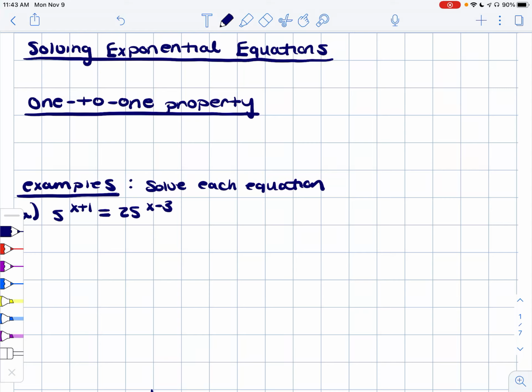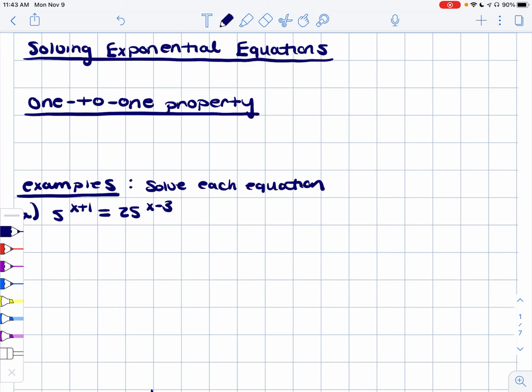Now that we know a little bit more about exponent properties and log properties, we're going to use these in order to solve some exponential and log equations. So we're going to start with the exponential equations. And there's two different ways that we can solve these, using the one-to-one property of exponents and then also using the definition of a log.